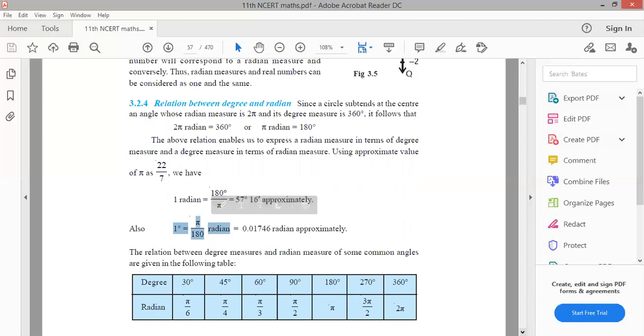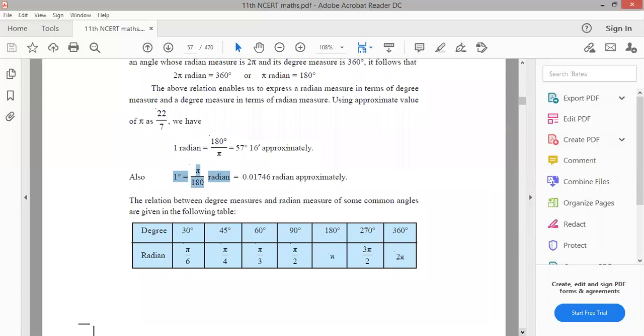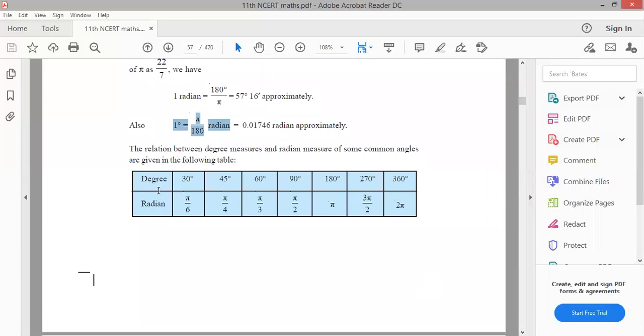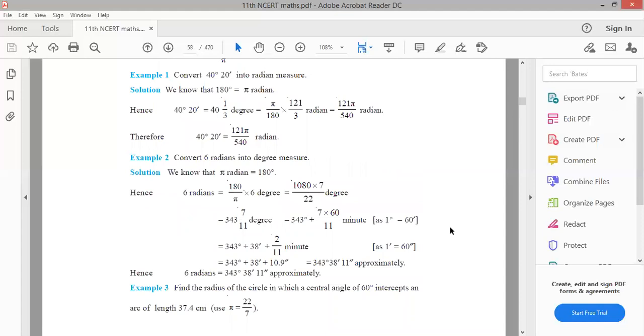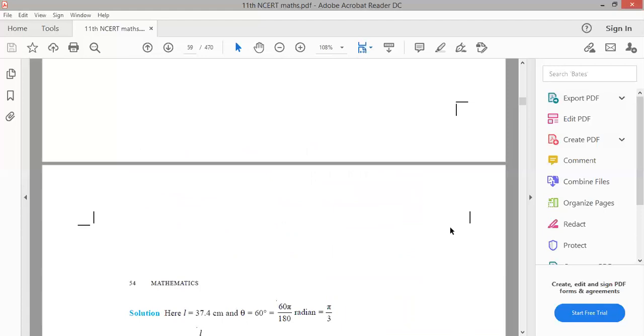Some basic angles, their degree and radian measures have been related here in the table. You see, this is degree measure and this is radian measure. And here we have different angles that are often used in calculations, and here are the radian measures of these corresponding degree-measured angles. So this is very important information, the basis for trigonometry. Hope that you understand this very well.